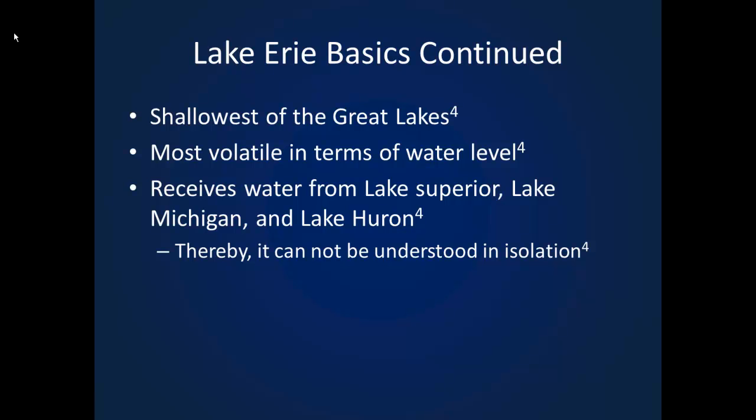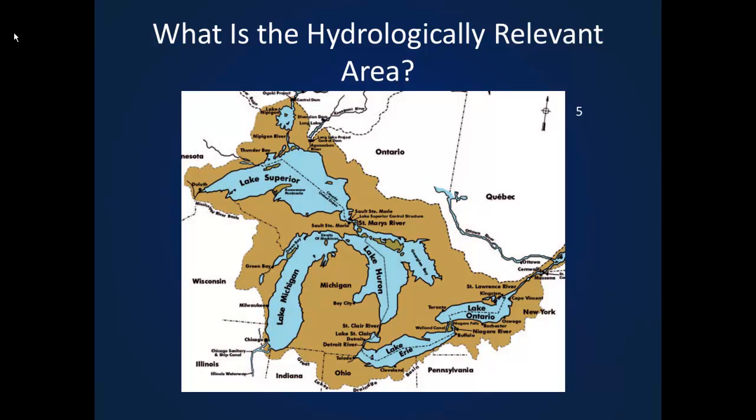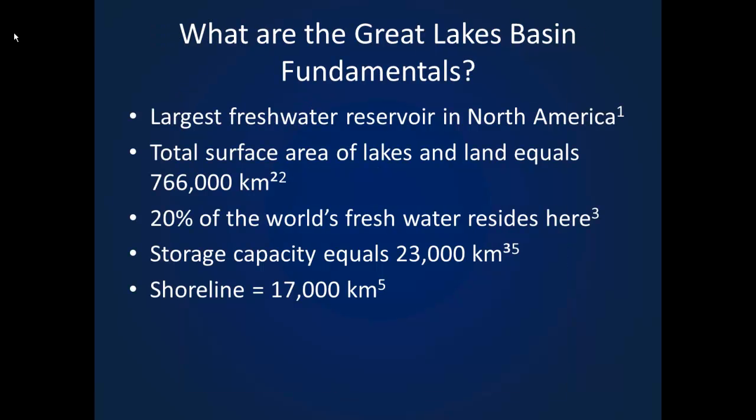In order to really understand Lake Erie, you have to understand what's going on with the lakes that feed it water and the entire Great Lakes Basin. Which brings us to the hydrologically relevant area. This is a picture of the Great Lakes Basin. You see Lake Superior, Lake Michigan, Lake Huron, and then how that connects to Lake Erie and Lake Ontario all the way at the end. While geographically speaking, all the water comes from Lake Erie for our small town, hydrologically speaking, this basin is really the relevant unit. So let's explore the fundamentals of this basin.